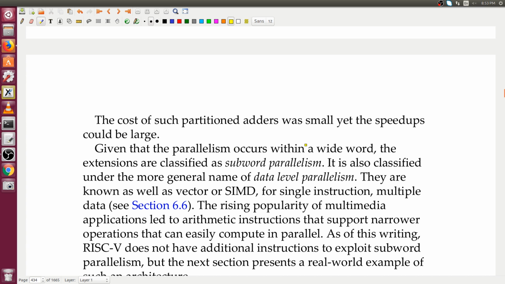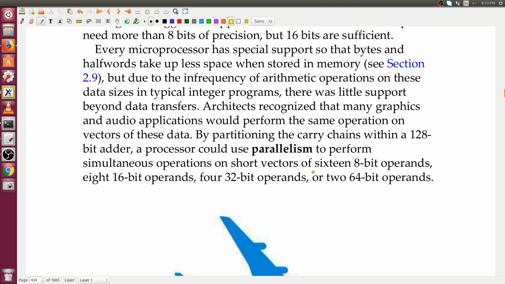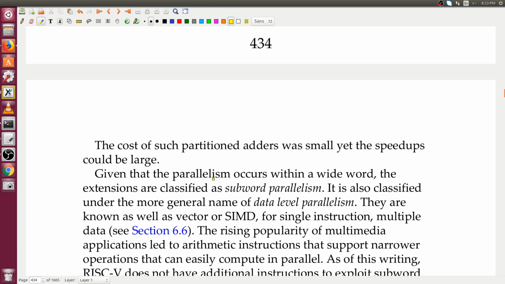So given that parallelism occurs within a wide word, the extensions are classified as subword parallelism. So that means we're packing these smaller sizes, so 8-bit, 16-bit, or 32-bit, into a larger size. And so that's what I mean by subword. So a word is 32 bits, so we can fit 4 8-bit pieces of data into a word. We can fit 2 16-bit pieces of data into a word. And so this is what we call data level parallelism. That means we have data that's small enough that we can pack it in a certain way that we can do something on it.